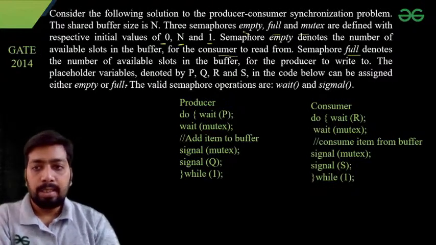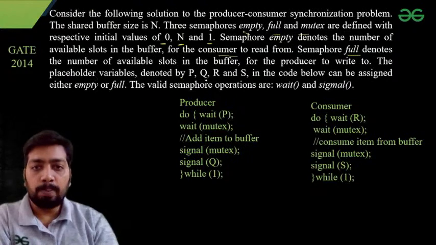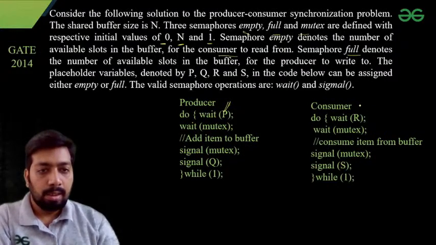Then after that, the placeholder variables denote P, Q, R, S. There are P, Q, R, S.